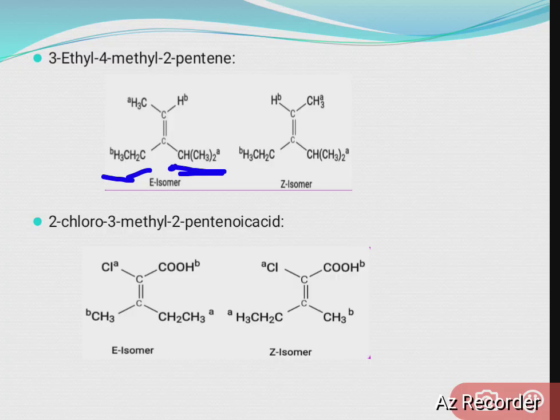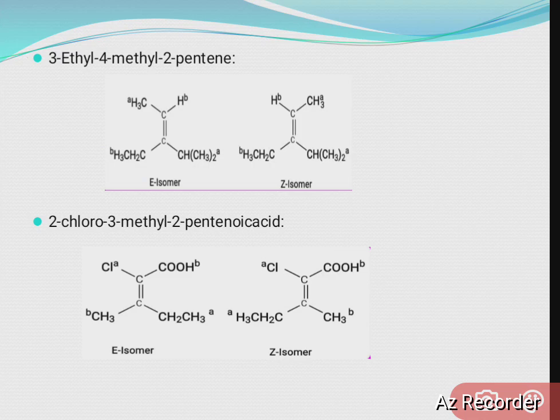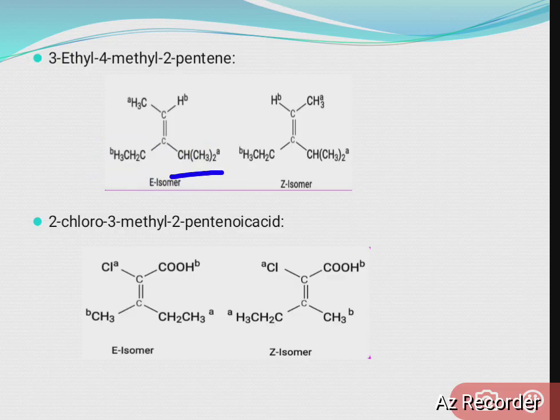Hence, what is the priority? Here, it is the more priority. It is the less priority. Here, the two carbons attached to the carbon atom involved in the double bond are the same. Hence, we will concentrate on the next atom attached to this carbon. To this carbon only one other carbon atom is attached, but to this carbon two other carbon atoms are attached. Hence this has more priority, and this has the least priority.